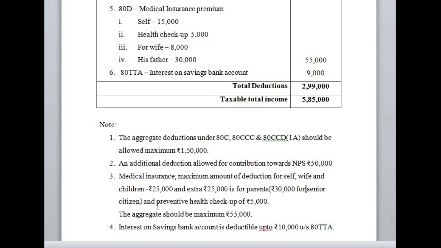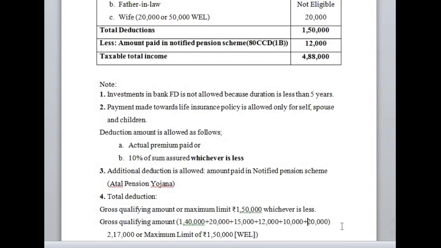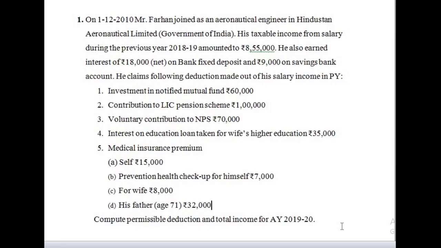As well, medical insurance includes preventive health checkup. So if the assessee has taken any health checkup for spouse, children or parents, he can claim preventive health checkup deduction of rupees 5,000. The aggregate of 80D should not be more than 55,000. Next, interest on savings bank account is deductible up to rupees 10,000 under section 80TTA. So this is the computation of taxable total income under section 80D, 80DD, 80DDB.